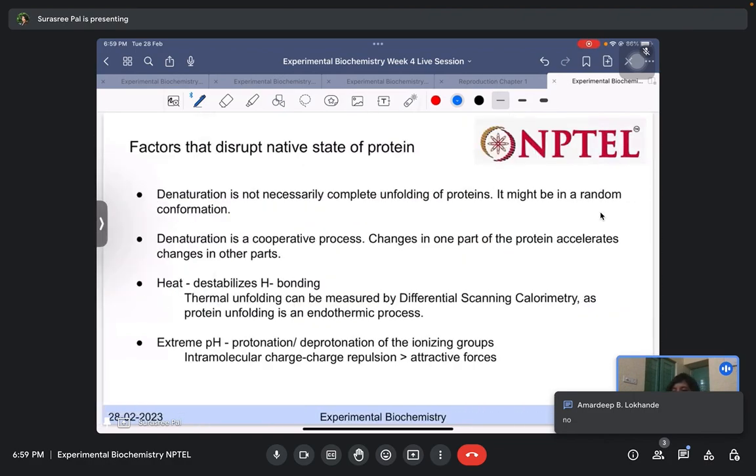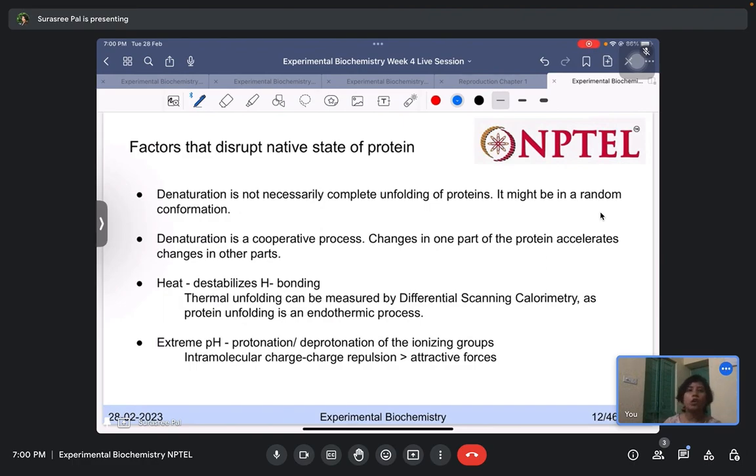Alright, so now let's talk about denaturation of the protein. What do I mean by protein denaturation? Protein denaturation is nothing but unfolding of the protein molecule. This denaturation process is not necessarily complete unfolding of the protein. The protein can exist in multiple random conformations, which is not its native state, but the denatured state is also not the state where the protein will be functional. So the protein cannot function in these conformations, right? That is the denaturation process.